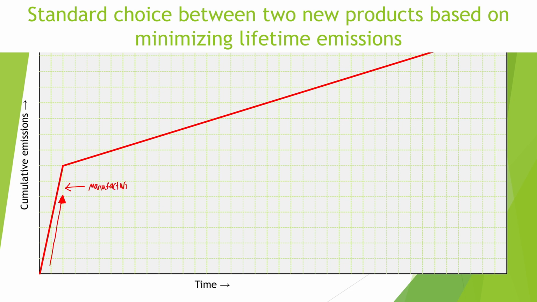And what will happen then is the item will be delivered to its warehouse or shop, and then it will be sold, and then it will be used. And depending on what the product is, it will have some sort of emissions during its usage period. So a good example of that is anything with a power cord.